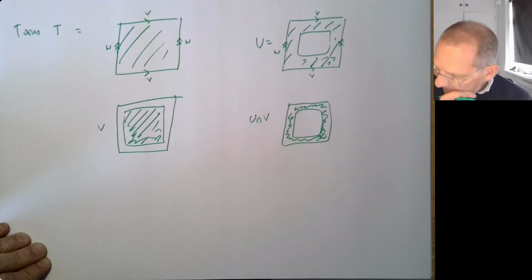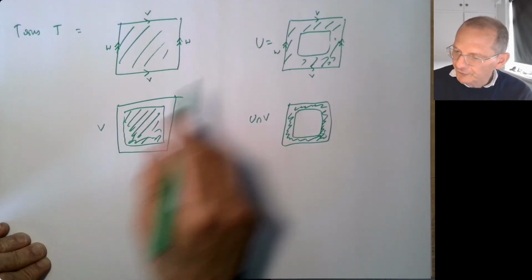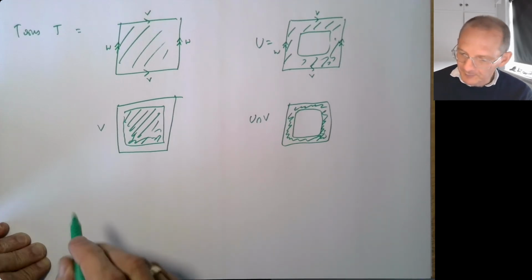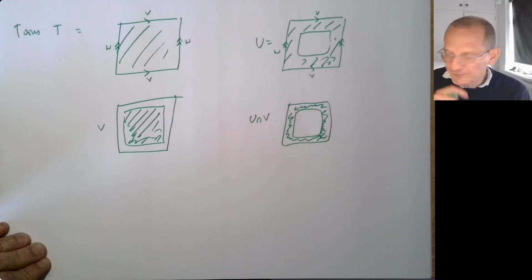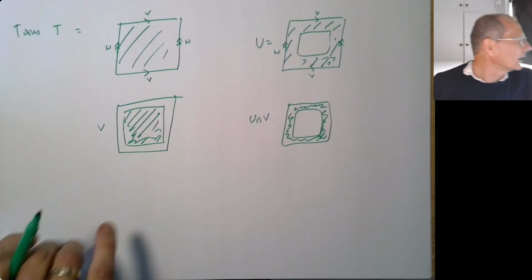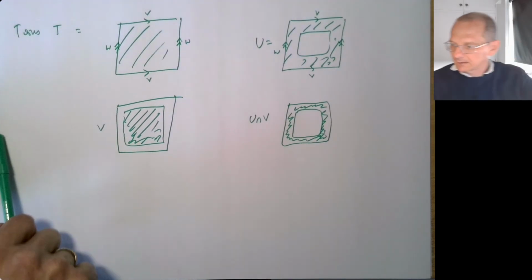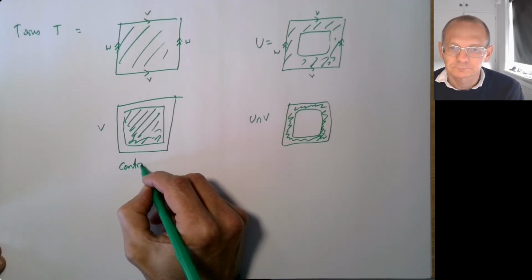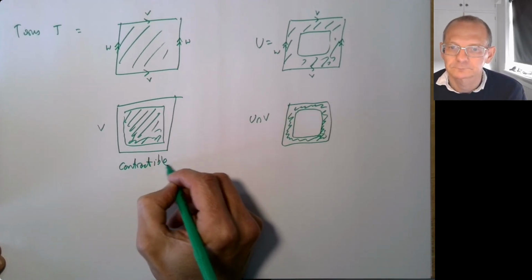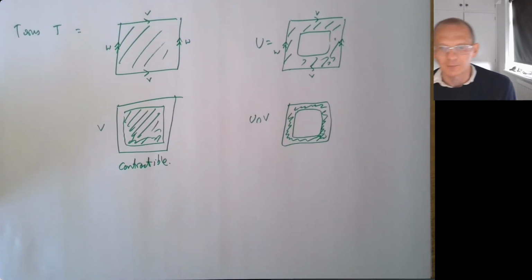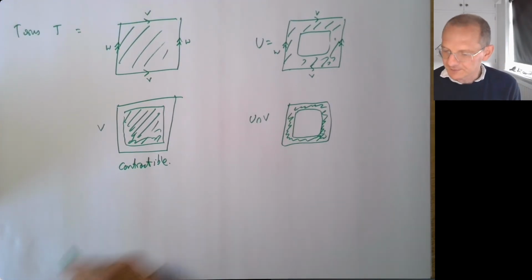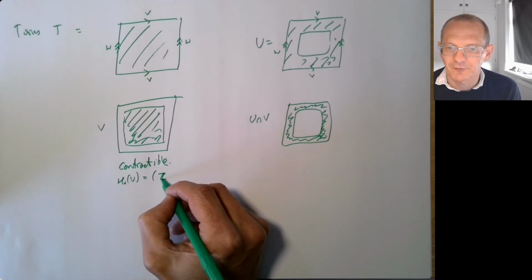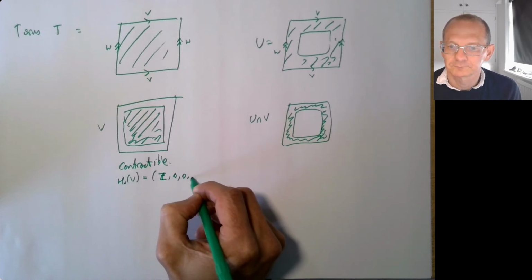Okay, so we can calculate. Our torus T is the union of U with V, and so we can use the Mayer-Vietoris sequence to calculate the homology. For that, of course, we need to understand the homology of these pieces. So this V, of course, is contractible. It's basically homeomorphic to an open square, and so for the homology of V, we just get a Z in degree 0, and then zeros.